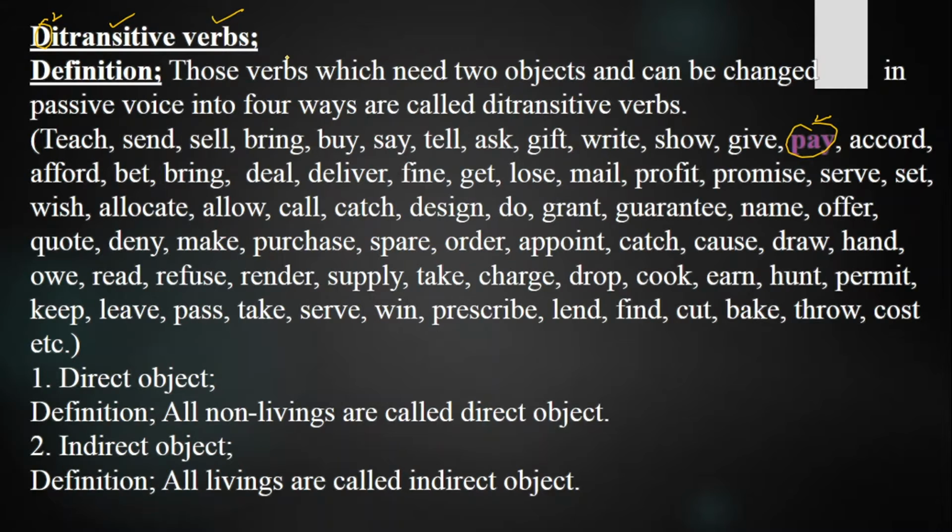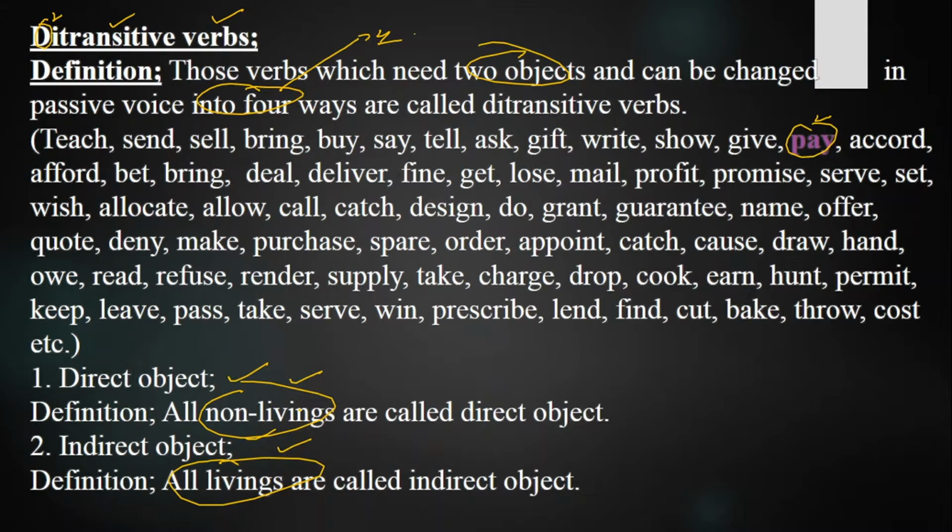Verb shows an action. So those verbs which need two objects and can be changed into passive voice in four ways are called the ditransitive or the detransitive verbs. They need one direct object and one indirect object. Direct object means all non-livings and indirect object means all livings. So all non-livings will be called the direct and all livings will be called the indirect objects. So ditransitive verbs need two objects.